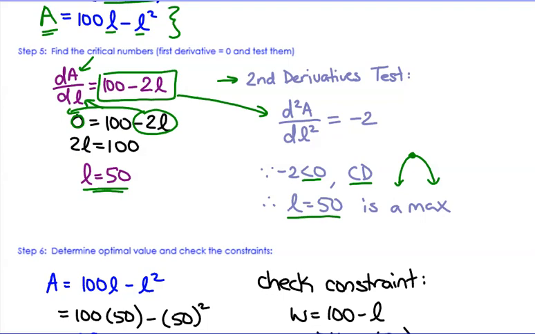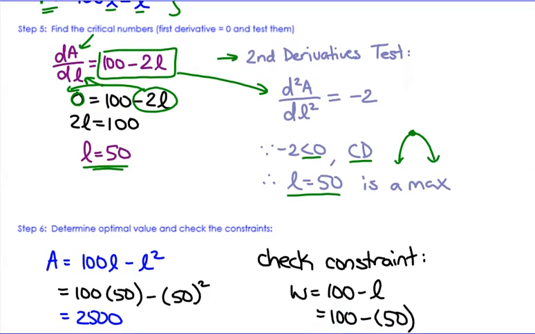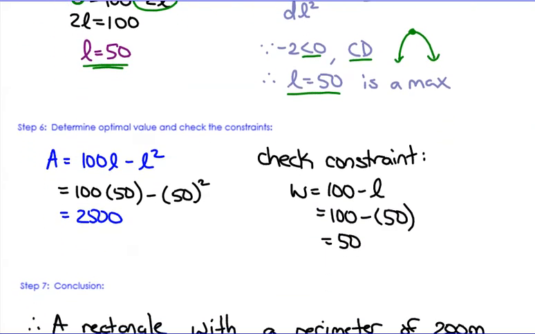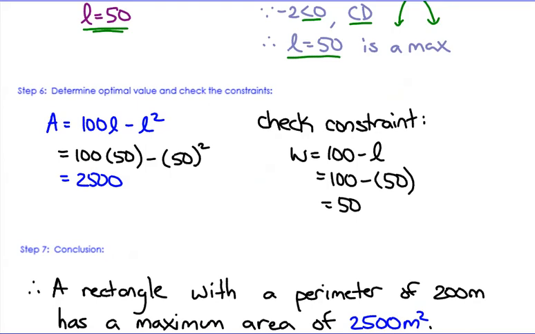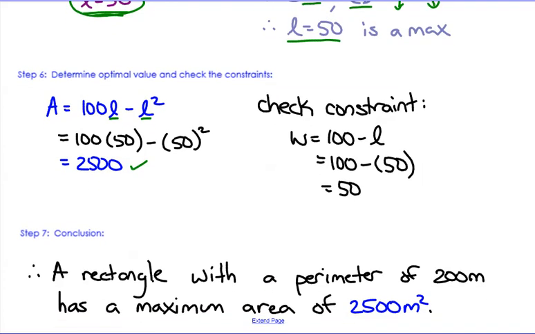Okay, let's keep going. The question itself said, I want you to give me what that maximum area is. So we haven't quite figured out that answer yet. All we figured out was when it happens. So the maximum area happens when your length is 50. So let's put that back into our formula and find the max area. That means that our maximum area is 2,500 meters squared.